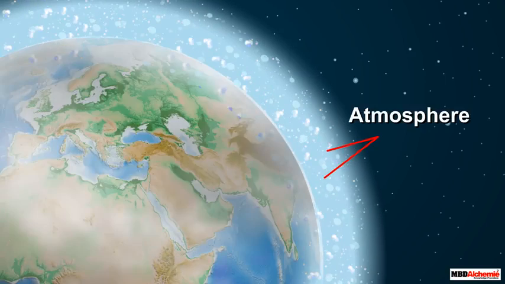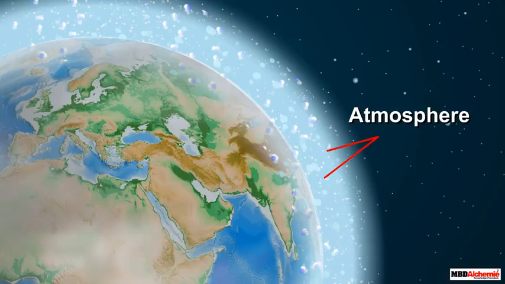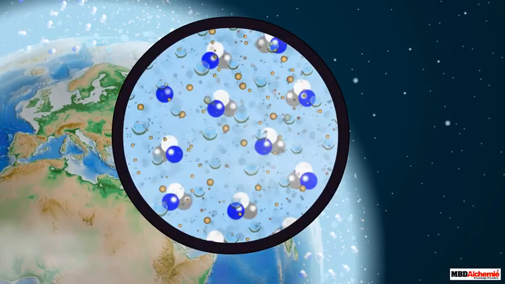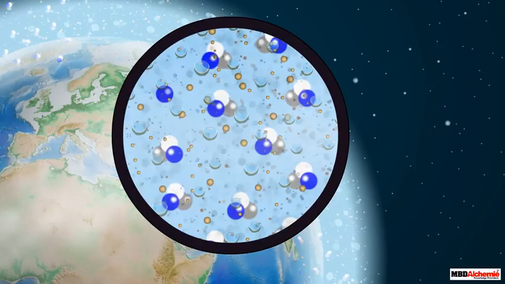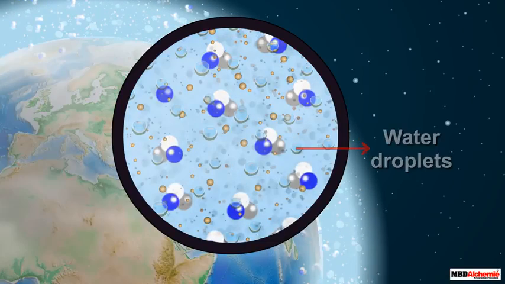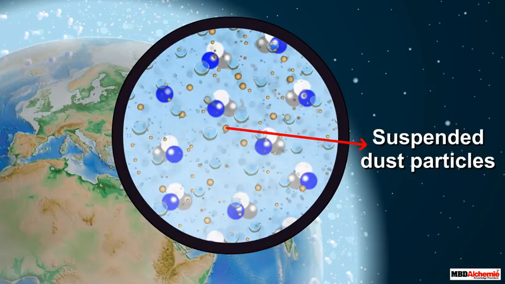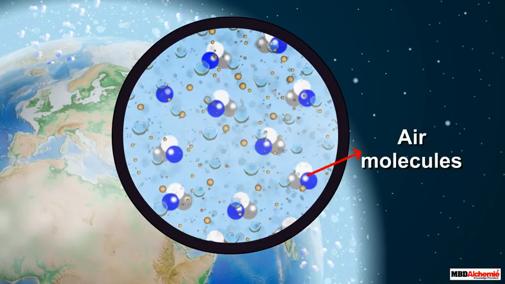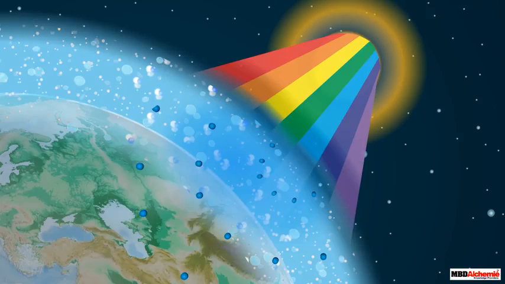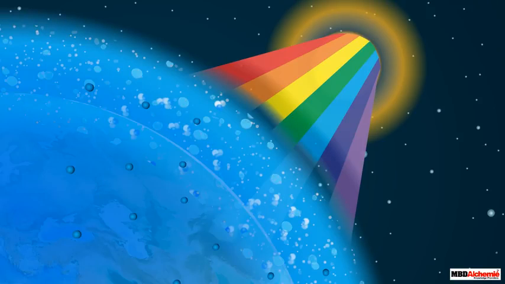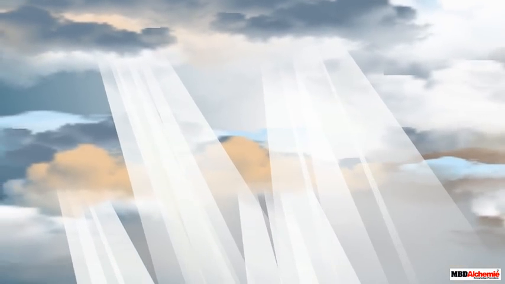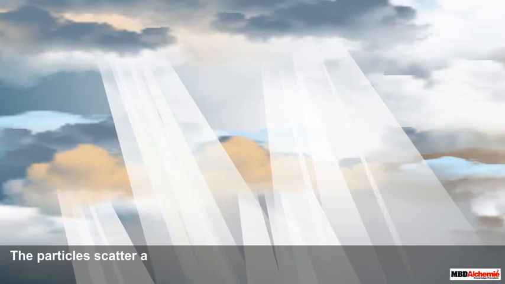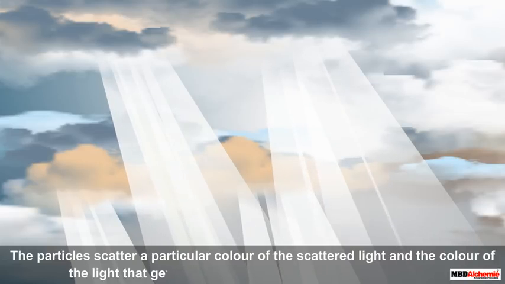The Earth's atmosphere is a mixture of minute particles. These particles include smoke, tiny water droplets, suspended particles of dust, and air molecules. When sunlight strikes these particles, it gets scattered by the particles, and the scattered light reaches us. The particles scatter a particular color of the light, and the color of the light that gets scattered is the color of the light we see.